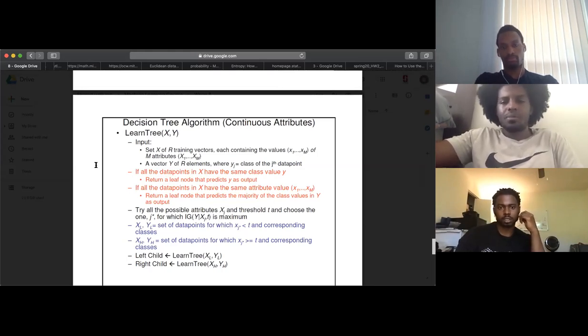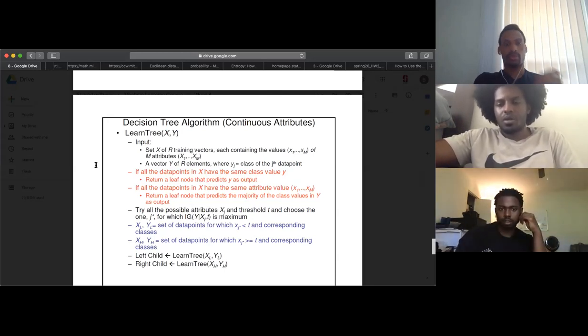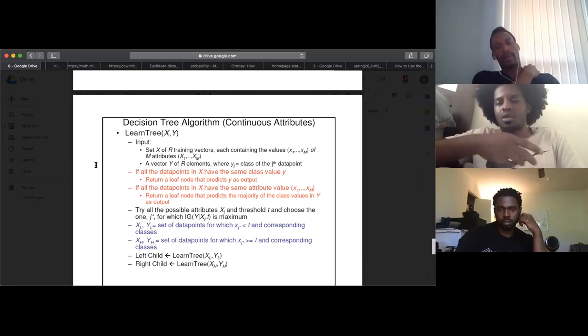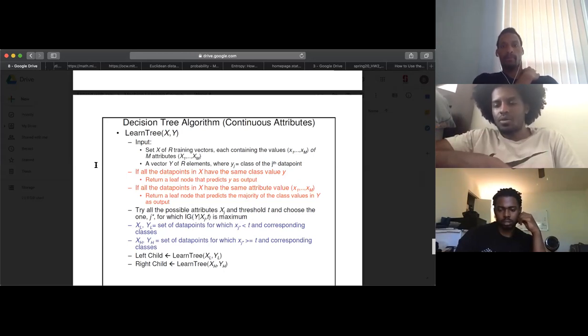Basically, you'll get an input, a set of training vectors X. And then the vector y is going to be your class outputs, the output labels for those data points. If all of the data points in X have the same class value Y, then you have a pure leaf. You return a leaf that predicts Y as that output. That makes sense, right? They're saying all the data points in X are mapped to the same output label.